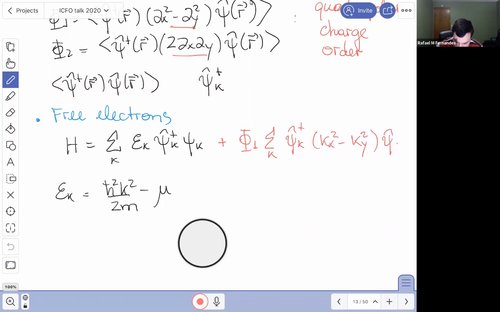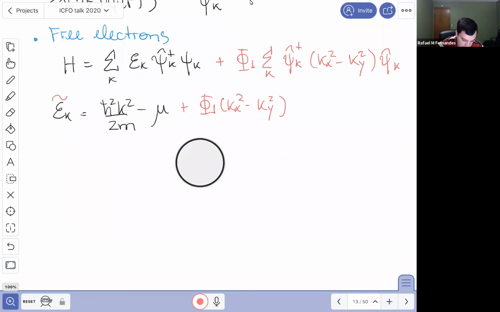Okay. So you clearly see my Hamiltonian is still quadratic in the fermions. And so I get a renormalized dispersion that is what I had earlier plus phi 1 times kx squared minus ky squared. Okay. So then you immediately see, what happened to my dispersion? Well, it used to be a circular Fermi surface. But now when I add this term, obviously I get an ellipse, right? And this ellipse has its major axis pointing either along the y-axis or along the x-axis, depending on the sign of phi 1.